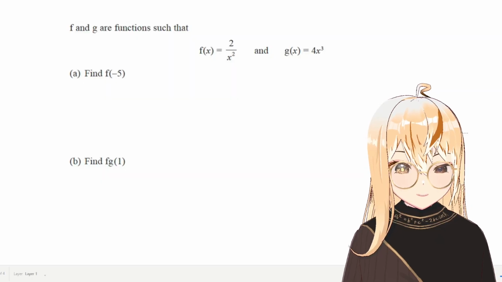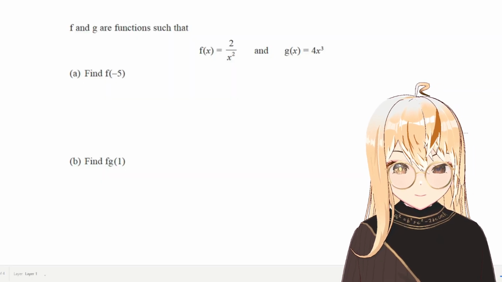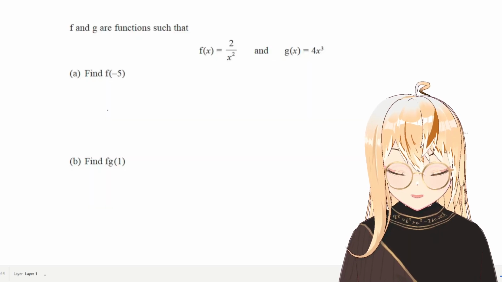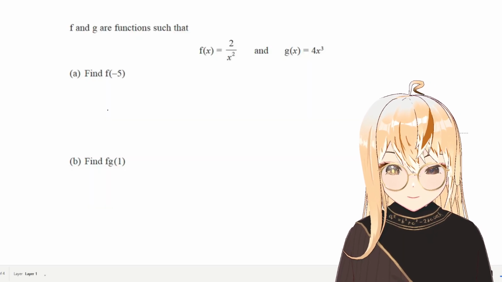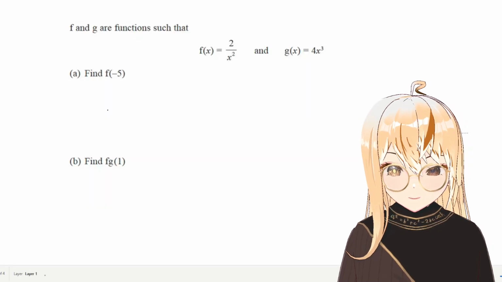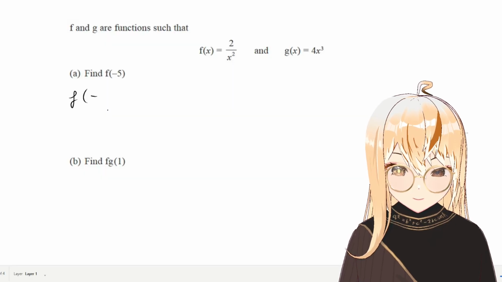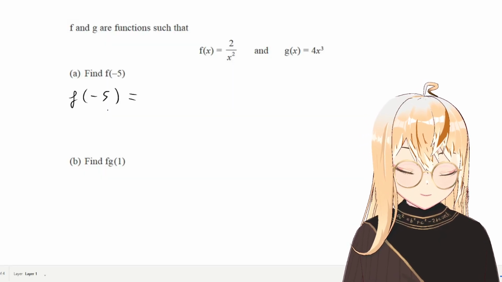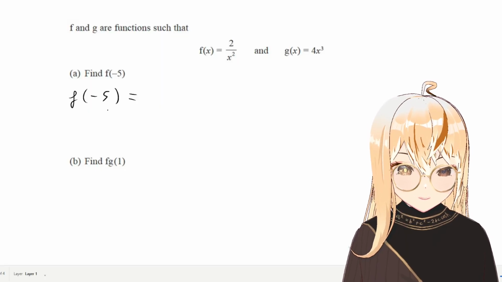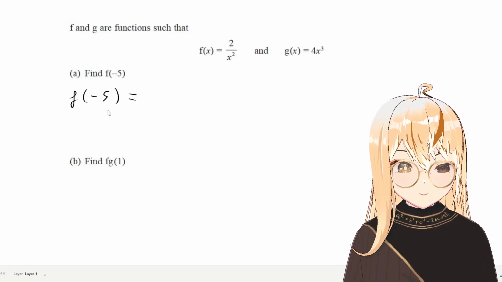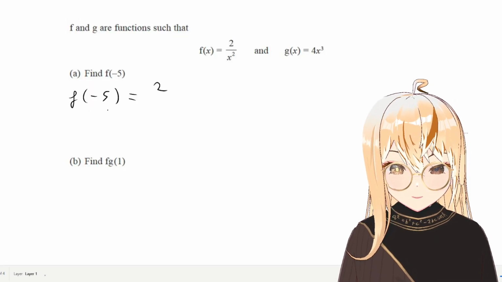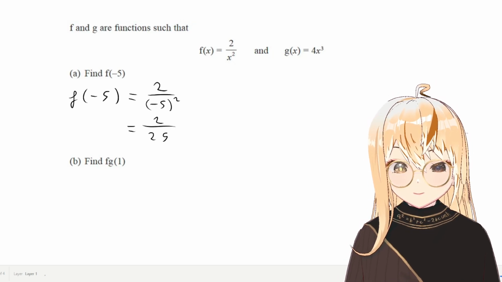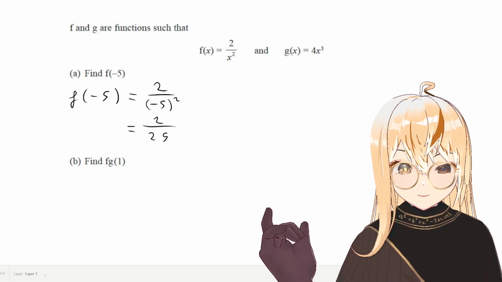And so here we've been given the rules of two functions. So f(x) is equal to 2 over x squared. And our first part says to find f(-5). And so to find that, we just input -5 into the function f. And what that will do is wherever x is in the function, we'll replace it with our input. So we'll get 2 over (-5) squared. And so simply our answer is 2 over 25.